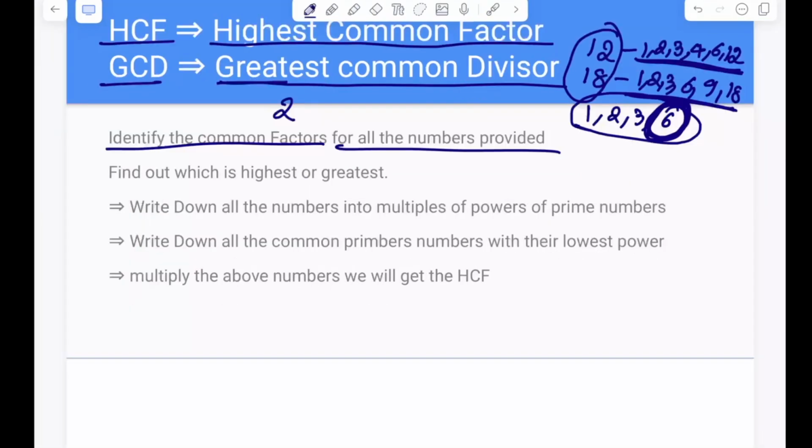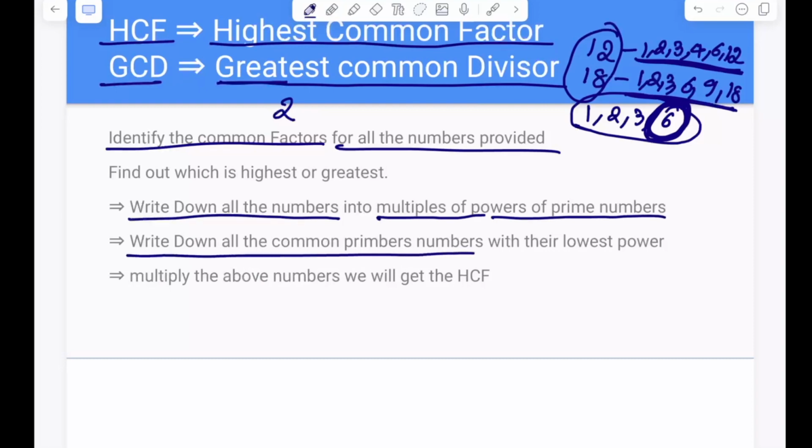If the given numbers are big numbers, how to do that? Write down all the numbers as products of powers of prime numbers. Then write down all the common prime numbers with their lowest power. Multiply those numbers, and we will get the HCF. Let's understand this with examples.